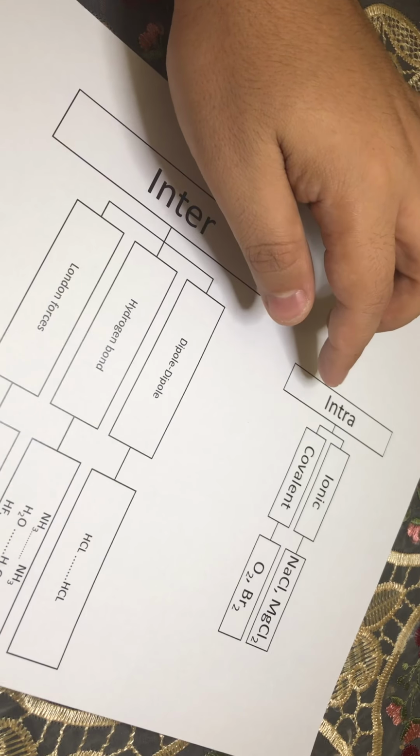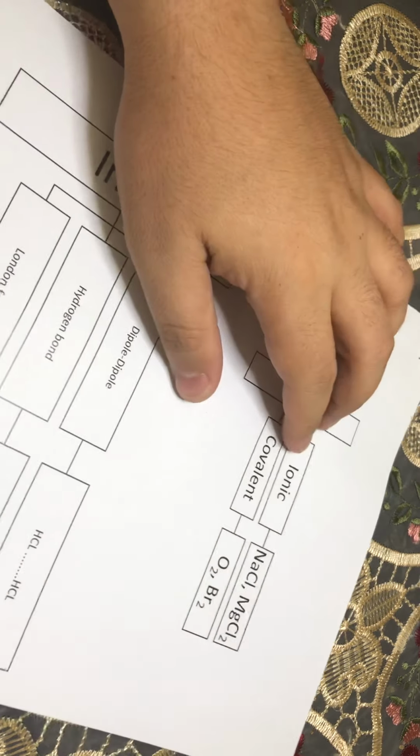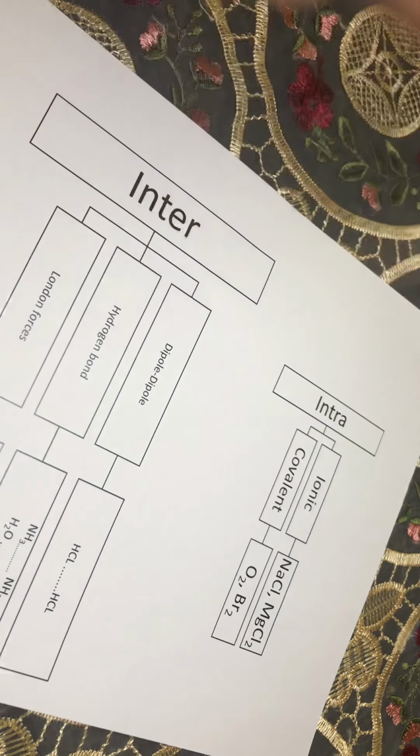Intramolecular forces are much stronger compared to intermolecular forces. Covalent, ionic, and metallic bonds are types of intramolecular forces. Dipole-dipole, hydrogen bond, and London force are examples of intermolecular forces. We have ionic and covalent for intra. So what is ionic, what is covalent?